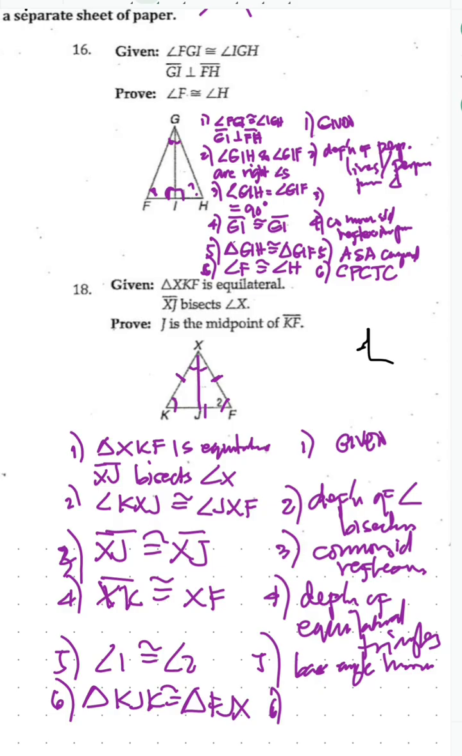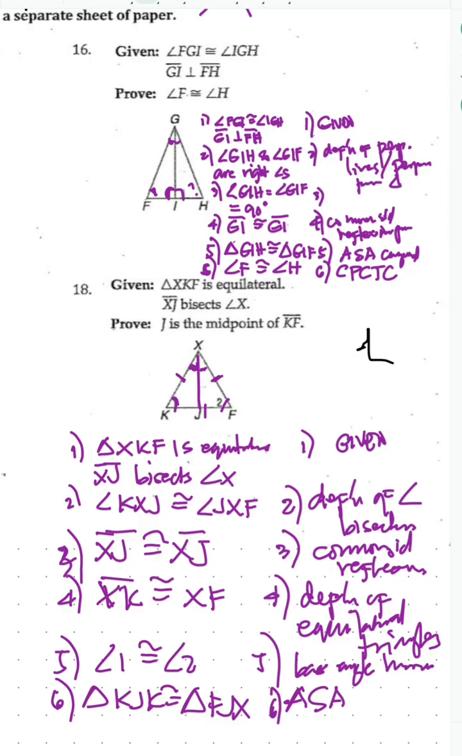No, because it's not given that angle XJK is right and XJF is a right. And it's not given that they are right angles. So maybe we're given angle, this one bisects, so that means this angle is congruent to this, and we have one included side, so that is by ASA. No, yeah.